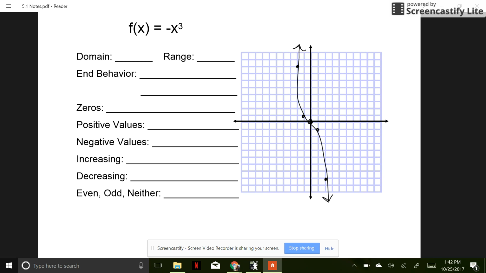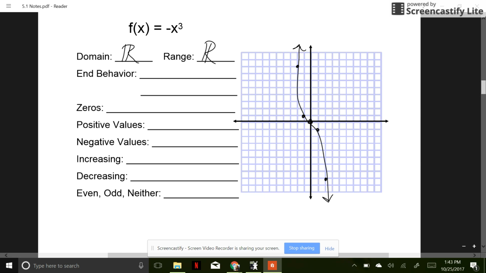Domain, we're still thinking about what are all the possible x values that can happen. Well, on the left, our function is going up and to the left forever. We're also going down and to the right forever. So since we're going left forever and right forever, our domain is still all real numbers. Range, again, we're going up forever and we're going down forever. So our range is going to be all real numbers.